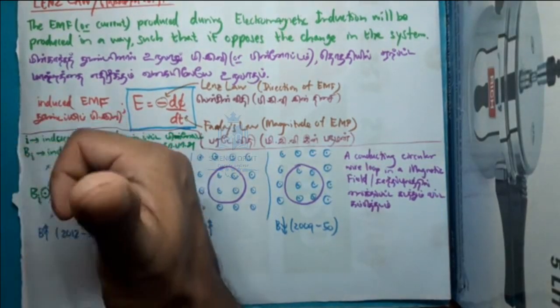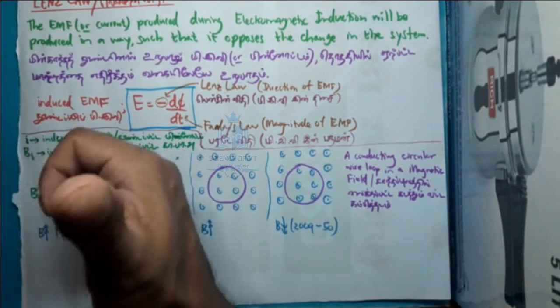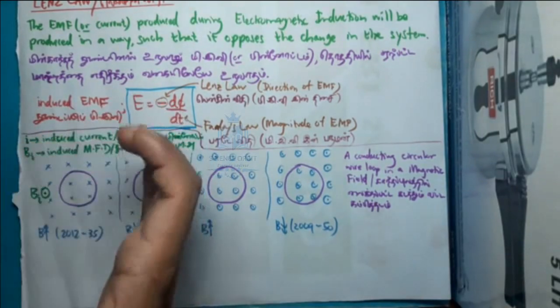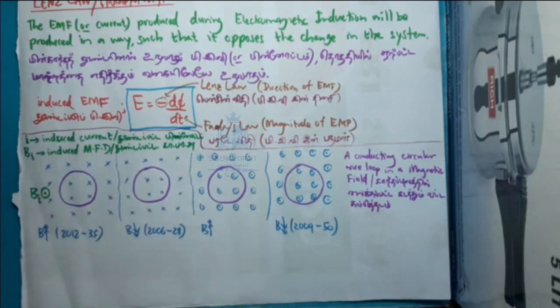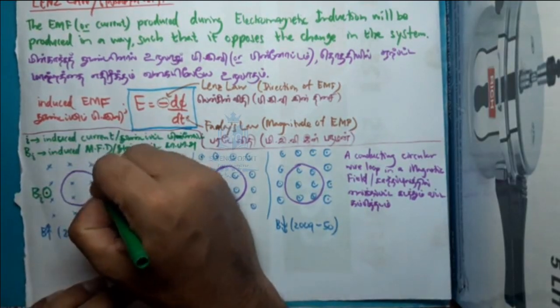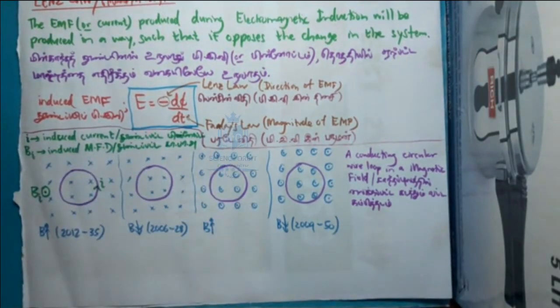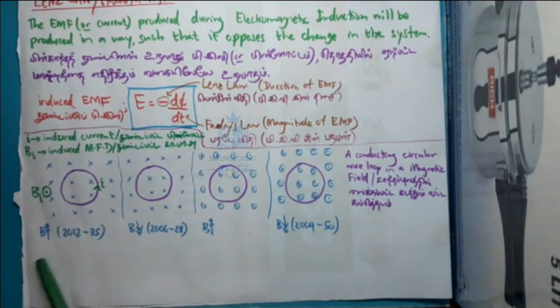So the induced magnetic flux density is out of the plane, so current should be induced in this direction. Okay, right hand grip rule. So this is going to be the direction of current. Okay, I hope you understood that. Okay, let's try another example.